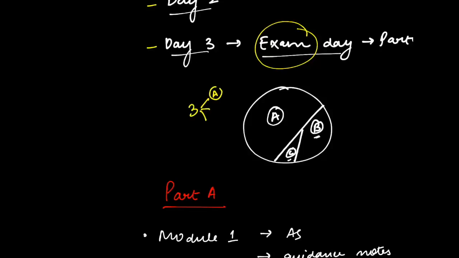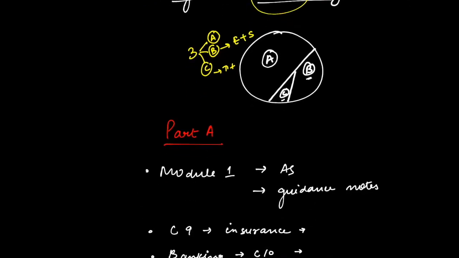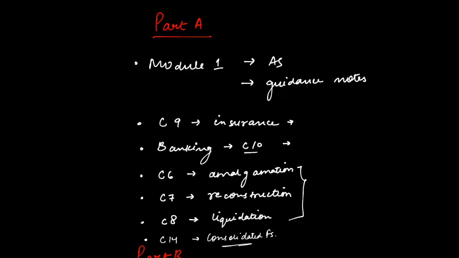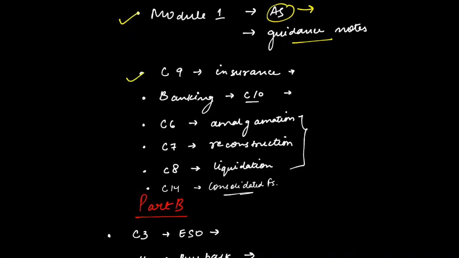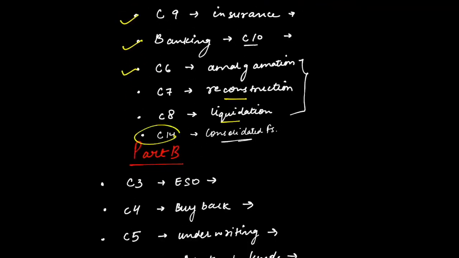A part covers the majority of your syllabus, B part covers another portion of your syllabus which is easy but scoring, and then the last part which covers theory and other important topics. Let's take a look at what chapters are there in part A. So part A has the module 1 chapter AS, that is accounting standards and guidance notes. Chapter number 9, insurance. Chapter number 10, banking. Chapter number 6, amalgamation, reconstruction, liquidation. And then finally, chapter number 14, that is consolidated financial statements.